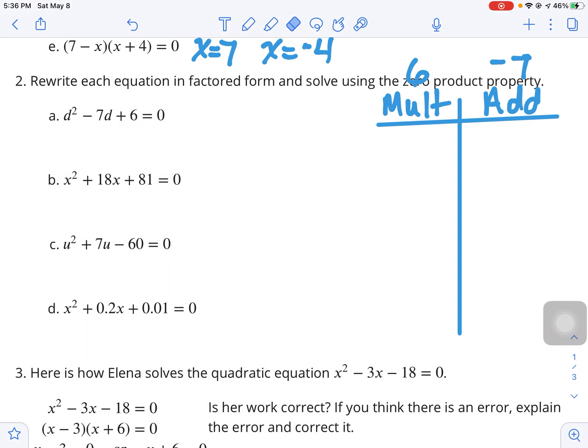So what two numbers multiply to give you a positive 6? Well, we would have positive 1 and positive 6, and when I add them, I get a positive 7. Close, but not quite. But if I change those to both negative numbers, negative 1 times negative 6, that still gives me a positive 6, but when I add them, I get negative 7. And so those are the two that I want. I want x minus 1 times x minus 6.